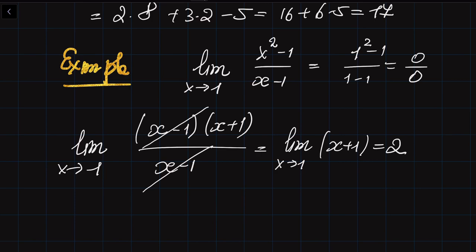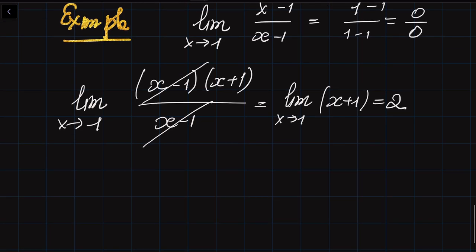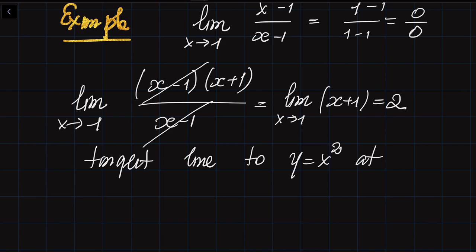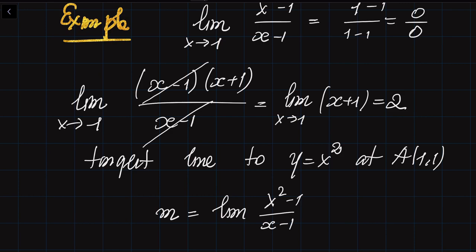And we know this from the previous example as well. If you remember, we needed to find the tangent line to the curve y = x² at the point A(1, 1). And the slope of this tangent line m is going to be equal to the limit of (x² − 1)/(x − 1) when x goes to 1, and that's equal to 2. So direct substitution doesn't always work, so we need to do the simplifications before we directly substitute the terms.